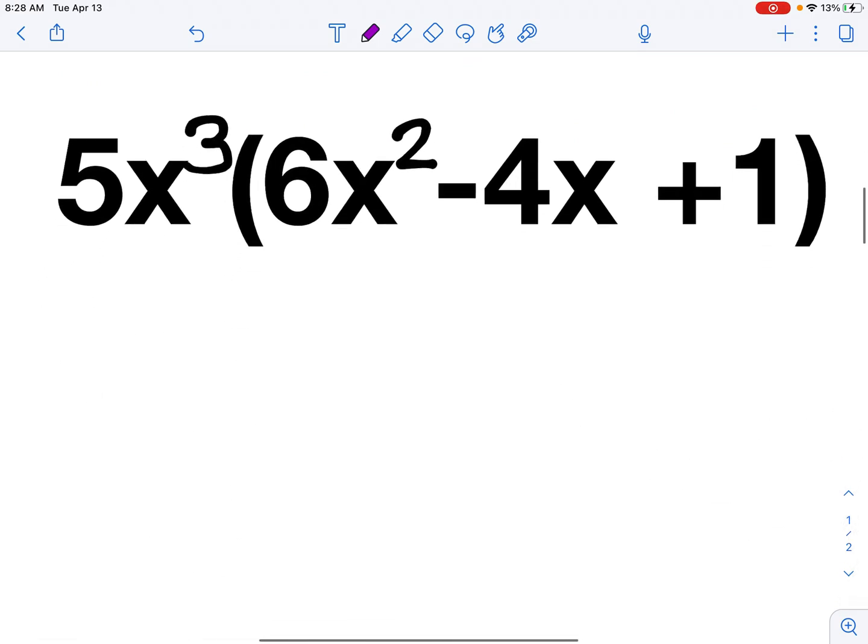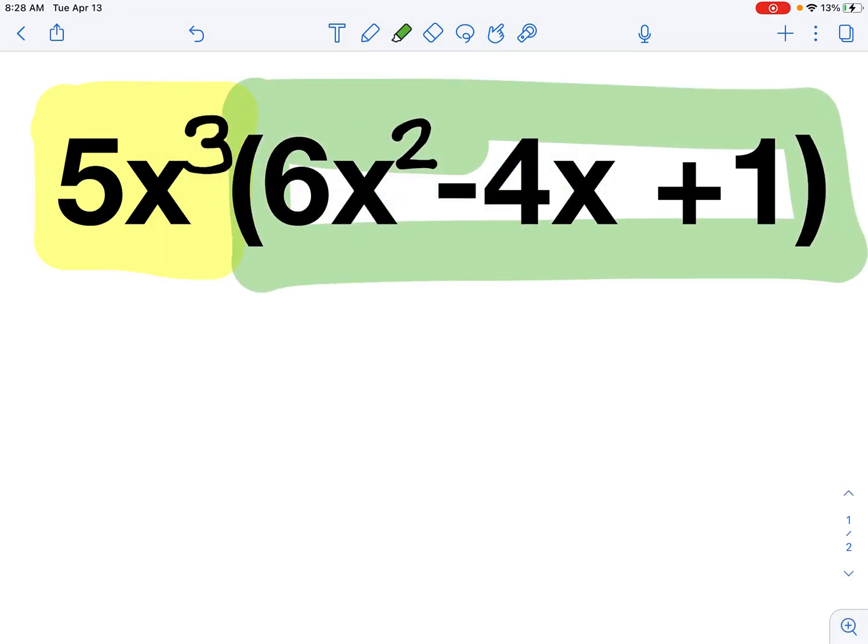All right, you know what time it is. It is time for you to give it a try. So pause the video here and multiply this 5x to the third, this monomial, by all pieces of your polynomial in parentheses. All right, go ahead.